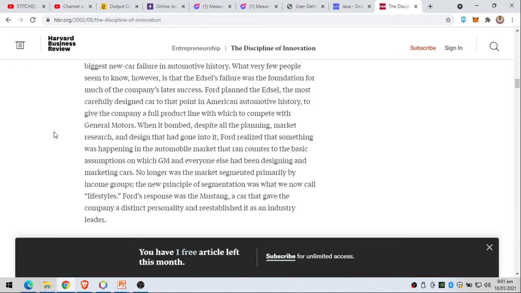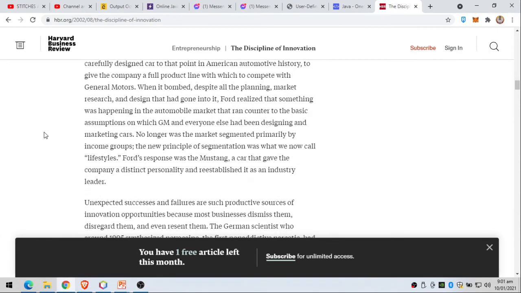When it bombed, despite all the planning, market research, and design that had gone into it, Ford realized that something was happening in the automobile market that ran counter to the basic assumptions on which GM and everyone else had been designing and marketing cars. No longer was the market segmented primarily by income groups. The new principle of segmentation was what we now call lifestyles. Ford's response was the Mustang, a car that gave the company distinct personality and reestablished it as an industry leader.